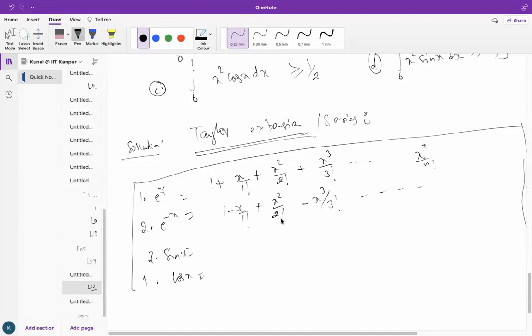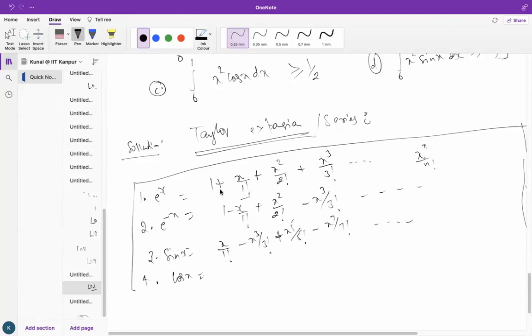Now for sin x, the trend is that sin 0 is 0. So we start from this term and keep increasing the power, like x, then x cubed, with alternating plus and minus signs. I hope you all understand what I'm trying to say. So sin x will be x by 1 factorial minus x cubed by 3 factorial plus x to the power 5 by 5 factorial minus x to the power 7 by 7 factorial.